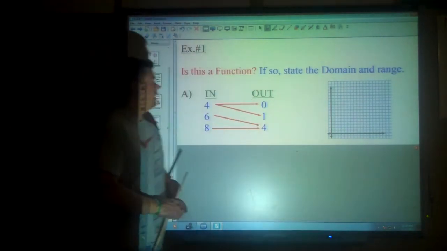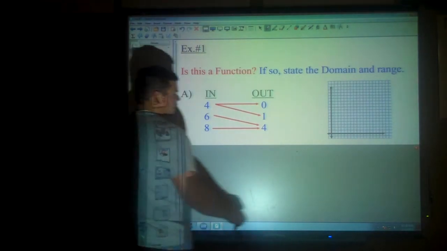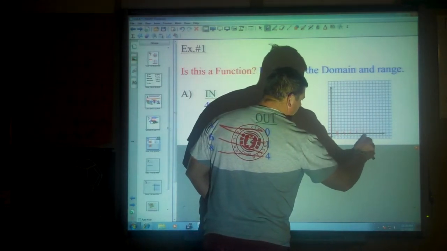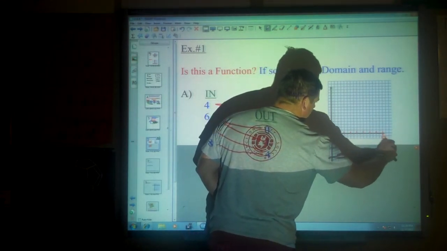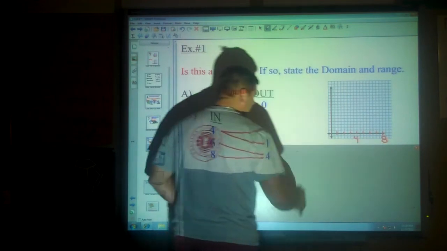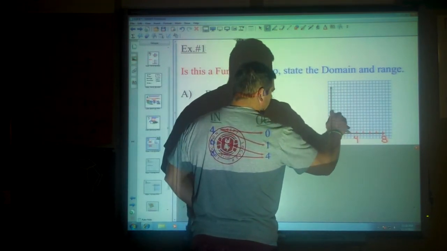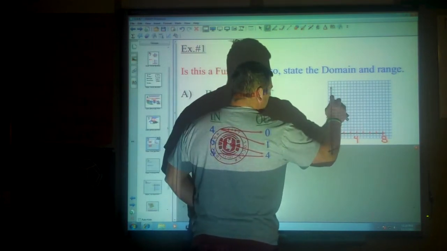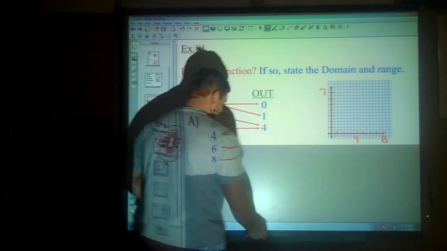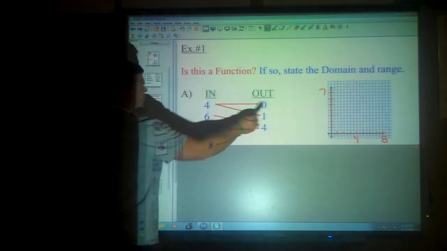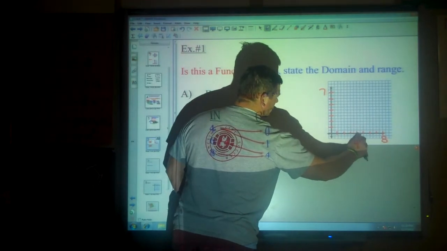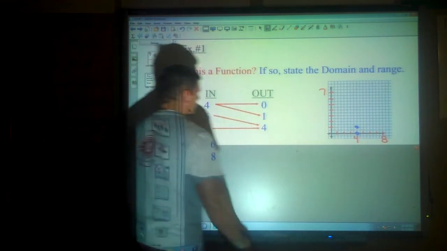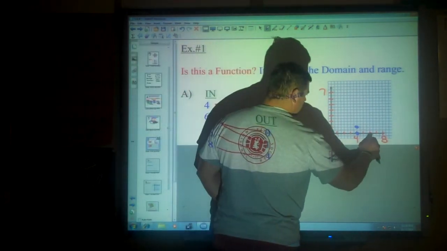One way we could tell is we could graph this. I could come over here and I could say, there's 1, 2, 3, 4, 5, 6, 7, 8. And I could go 1, 2, 3, 4, 5, 6, 7. And we could graph these coordinates. 4, 0 would be right there. 4, 1 would be right there. 6, 4 would be right here.